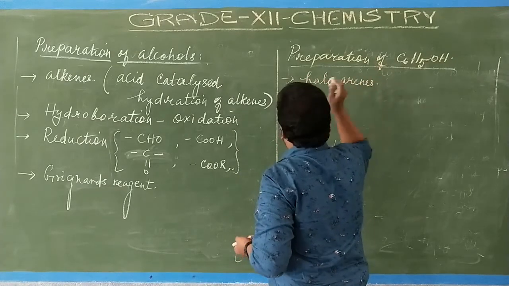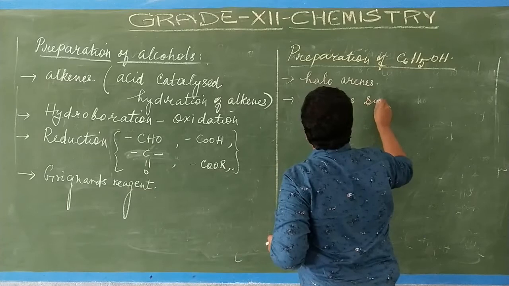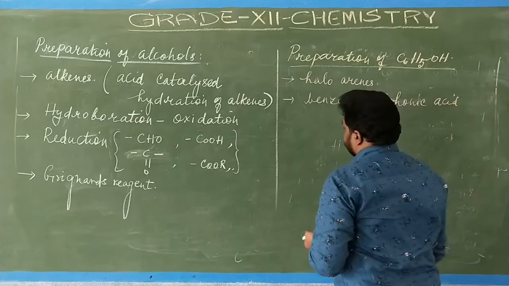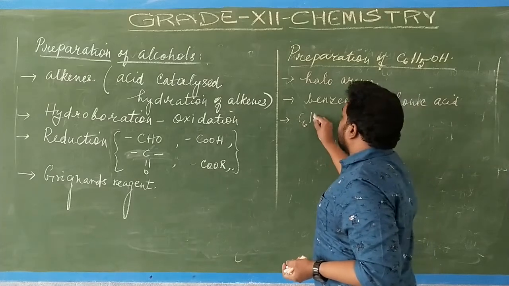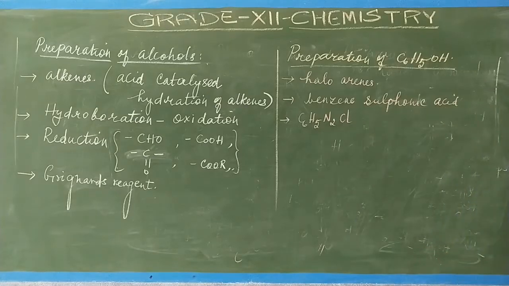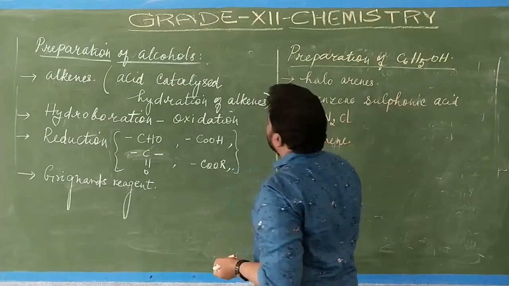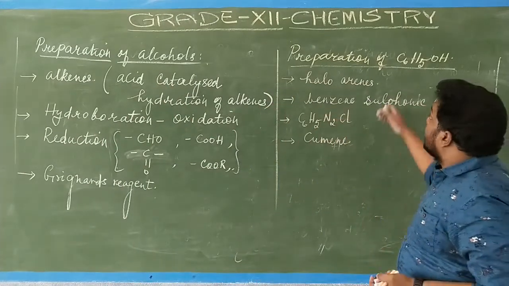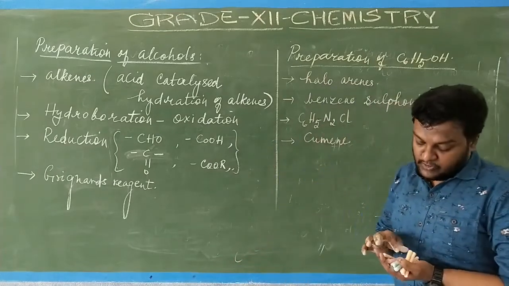Haloarenes it can be prepared, and similarly from benzene sulfonic acid also we can prepare, and similarly from benzene diazonium chloride also we can prepare, and from cumene also we can prepare. So totally 1, 2, 3, 4 methods of preparation in case of alcohols. Phenol 1, 2, 3, 4. So altogether 8 different reactions we are going to see today.